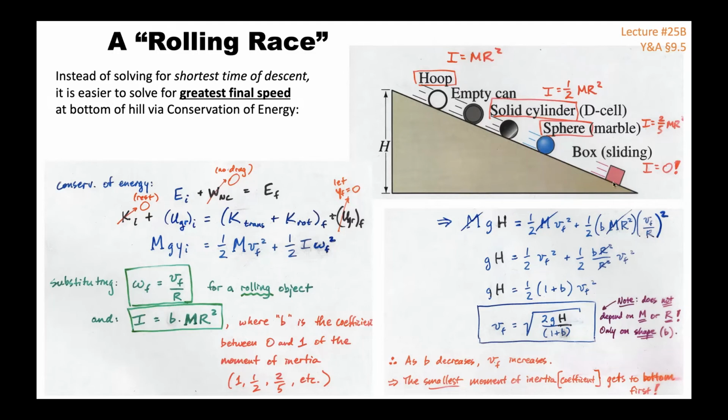By the way, one quick side note: what if we also had a frictionless box, like an ice cube or something like that? Some object that doesn't rotate at all.